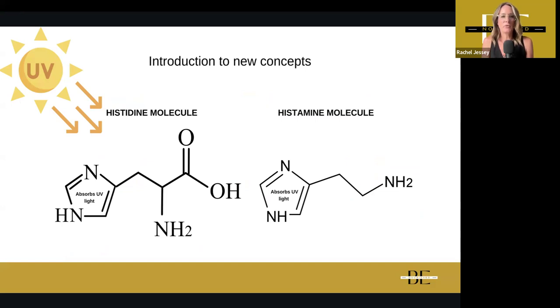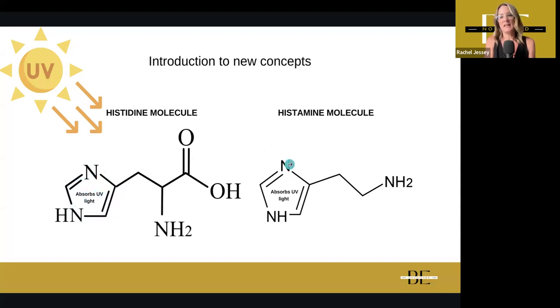So remember I talked in the first session about histidine being an amino acid, which is taken from protein. So we have protein that comes in through our diet and is broken down into amino acids. And one of those amino acids is called histidine. And histidine will go on to be converted to histamine. Now, what's really important about the chemical structure of this molecule is that it's got this five-sided ring included in the molecule. And it's this five-sided ring that has been shown in experiments to absorb UV light.